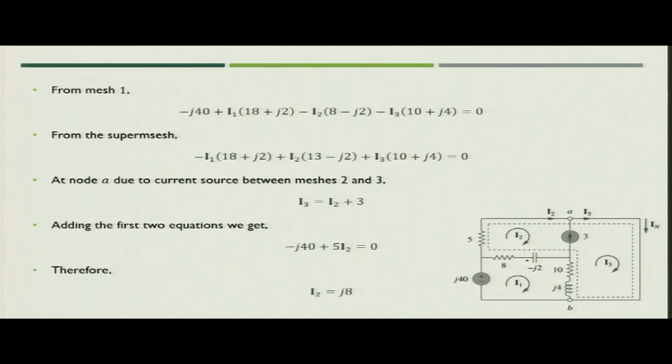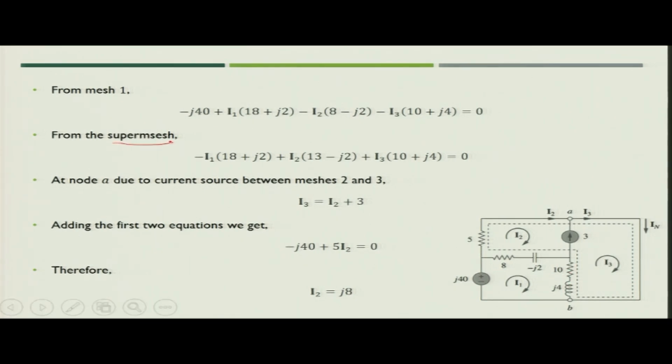So, for mesh 1, what you can write? Minus J40 plus the value of the impedance, that is 18 plus J2 into I1 minus I2 into 8 minus J2 because I1, I2 are in opposite direction here. Similarly, minus I3 into 10 plus J4 because I1 and I3 are also in opposite direction here.